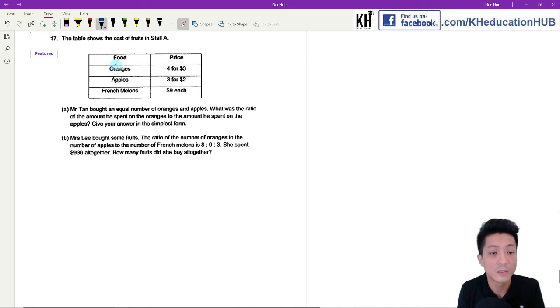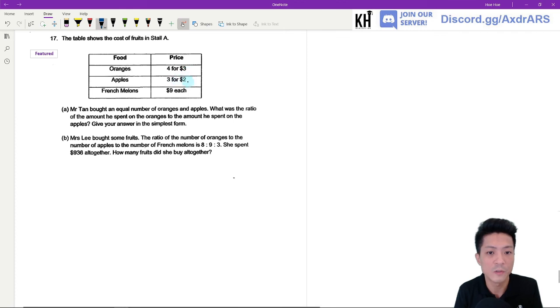Question 17. The table shows the cost of fruits in store A. Oranges 4 for $3, apples 3 for $2, and French melons $9 each. Mr. Tan bought an equal number of oranges and apples. What was the ratio of the amount he spent on the oranges to the amount he spent on the apples? Give your answer in the simplest form.